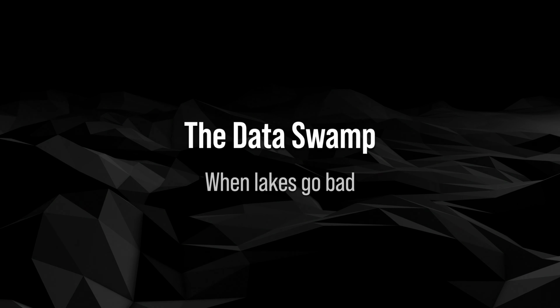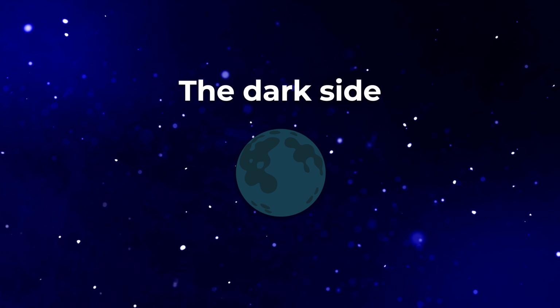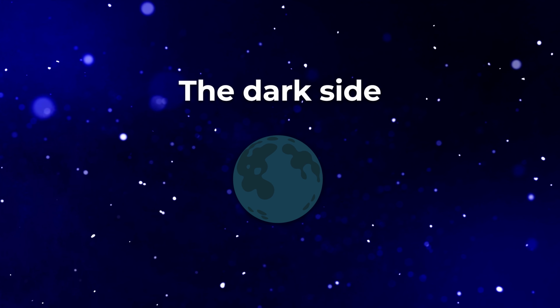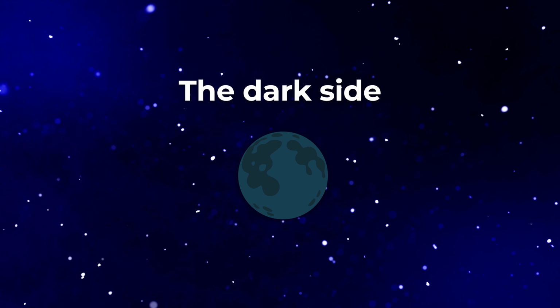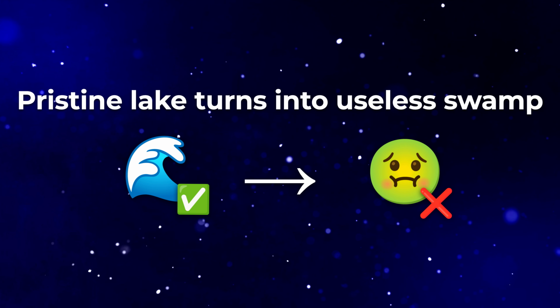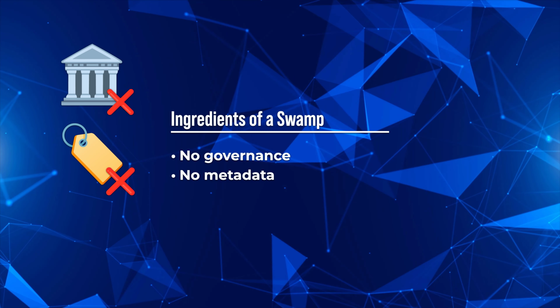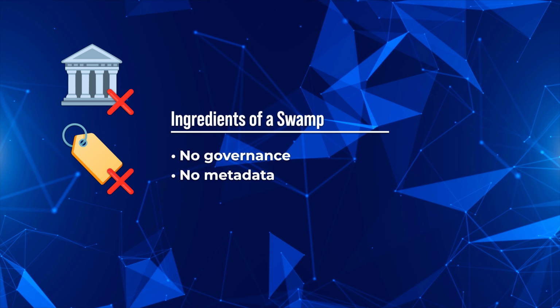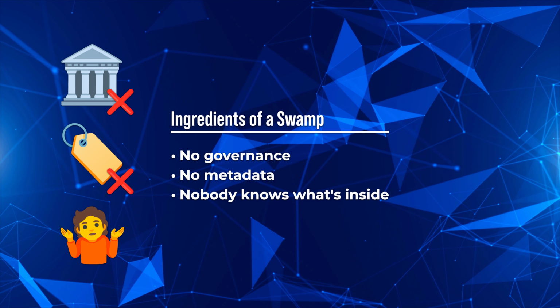The data swamp, when lakes go bad. Okay, now we gotta talk about the dark side of data lakes. Because you can store absolutely anything without organizing it first, it's really easy for your pristine data lake to turn into a murky, useless data swamp. A data swamp happens when there's no governance, no metadata, which is basically just data that describes your data, and nobody actually knows what's floating around in there anymore.